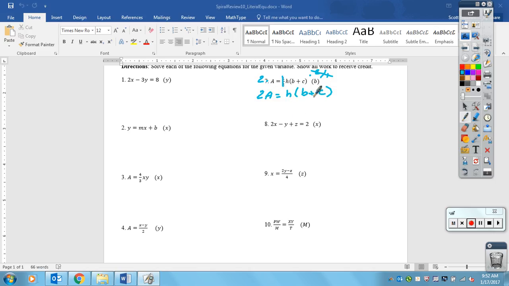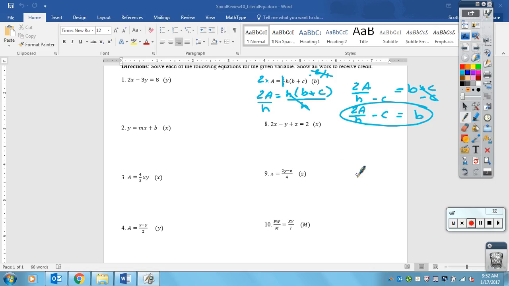Again, you might be tempted to subtract the c, but we're not ready to do that yet because it's all held together by the h. Let's divide by h, divide by h. Now we just have b plus c equals 2a all over h. Now I can subtract c from both sides. b equals 2a over h minus c. That's my equation.